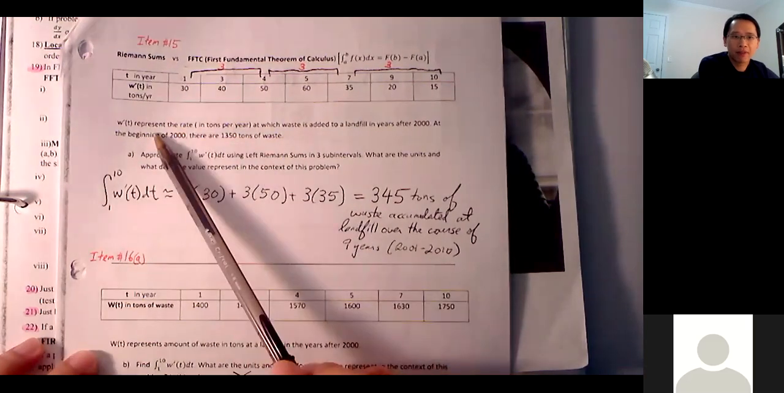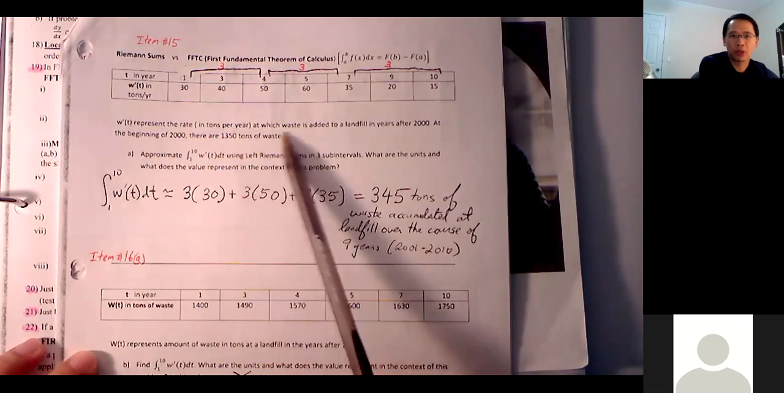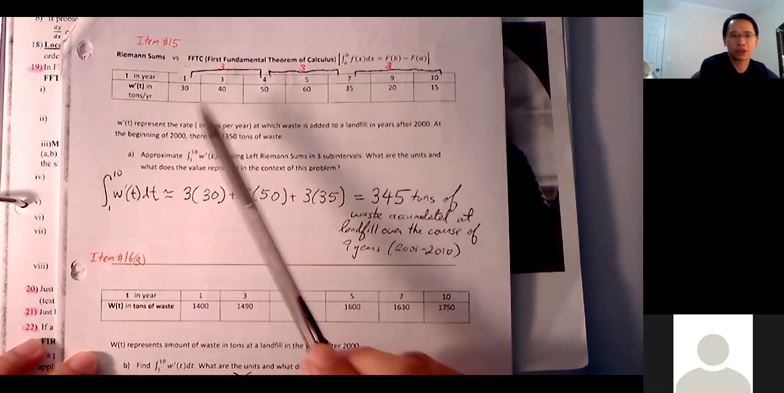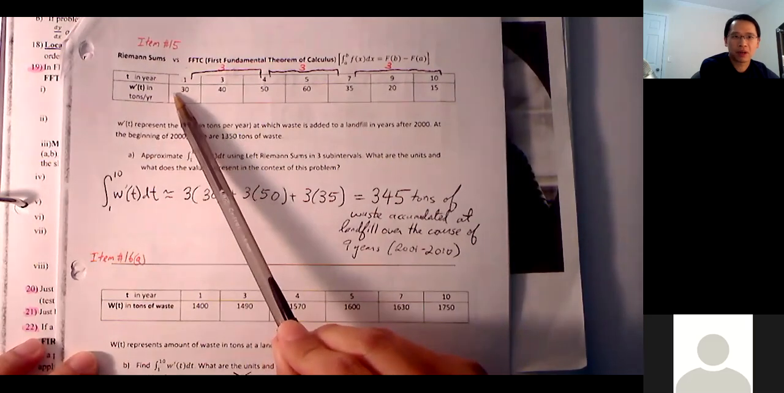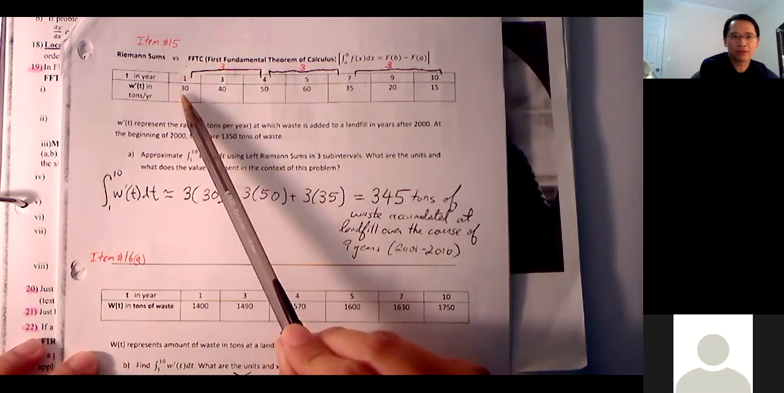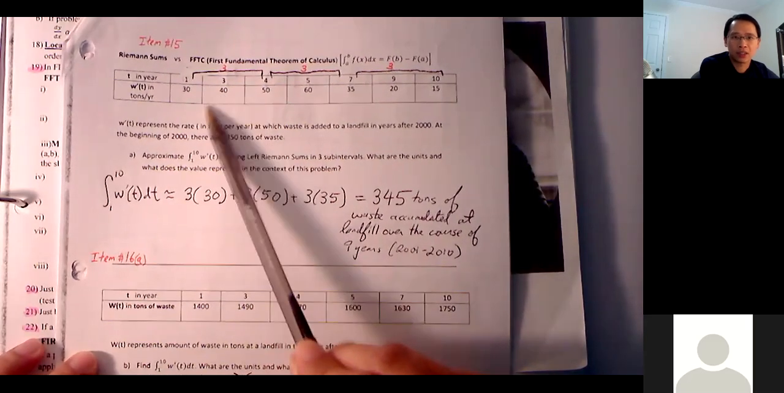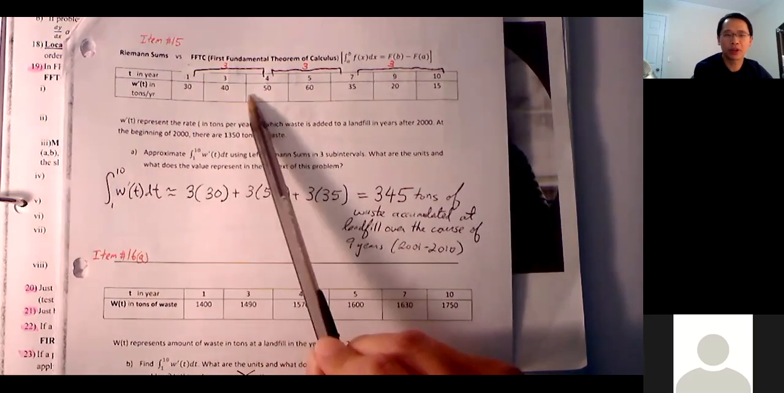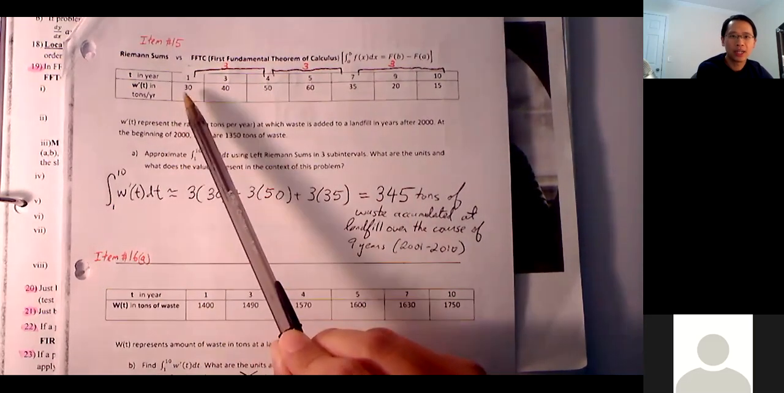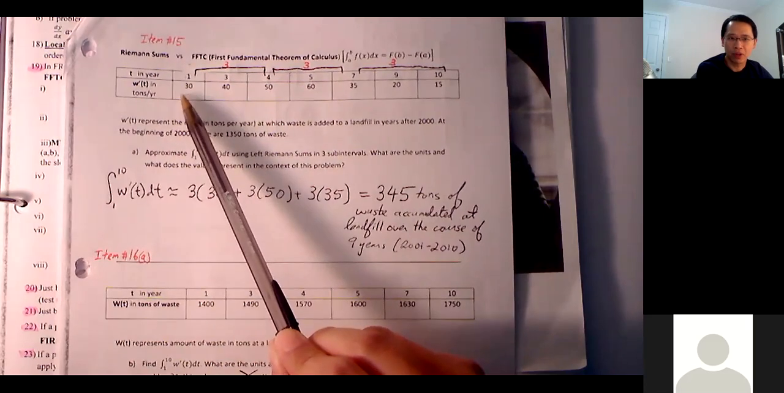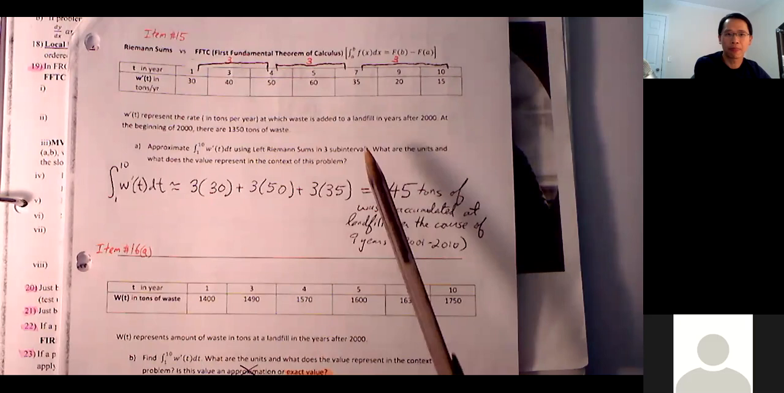All right, let's say we have W prime given, and W prime represents the rate at which waste is being added to the landfill. So in year 1, we have 30 tons per year, okay? And then year 3, it's increasing at 40 tons per year, and so on and so forth. So these numbers don't represent how much waste is in the landfill. It's just telling us the rate at which it's filling the landfill.